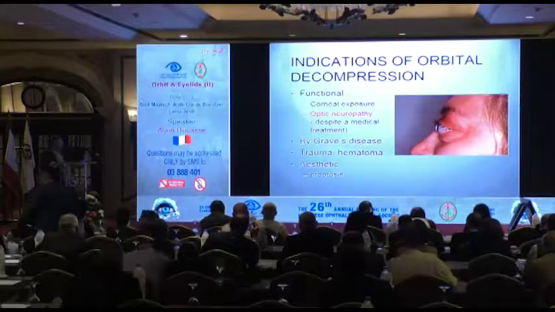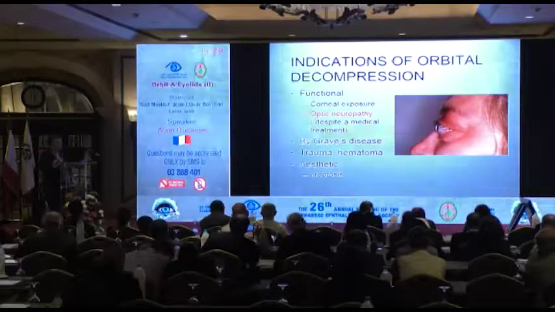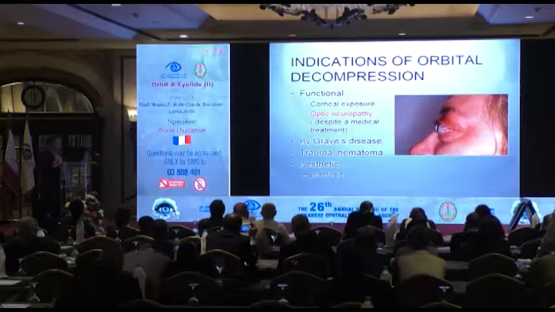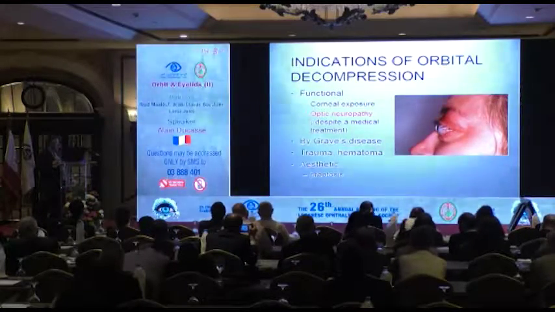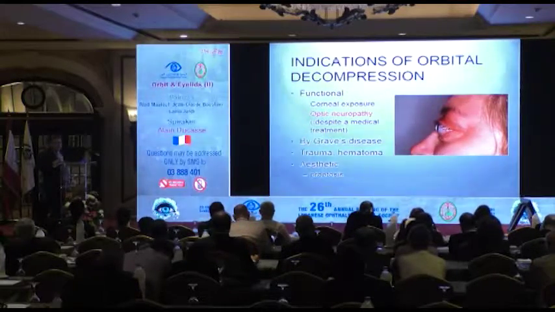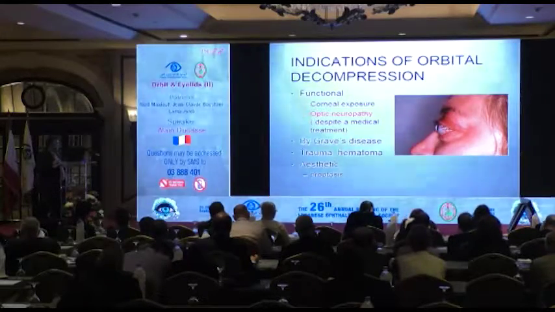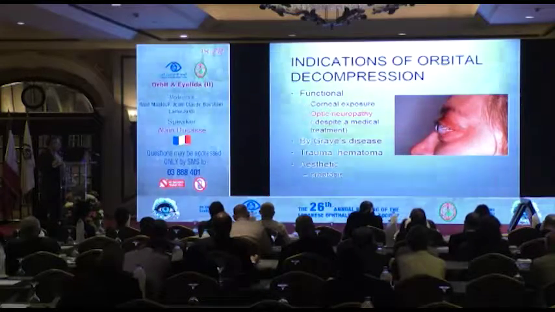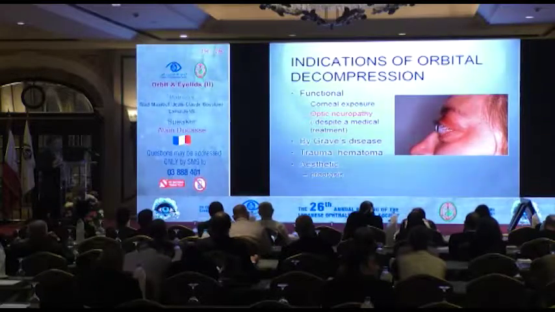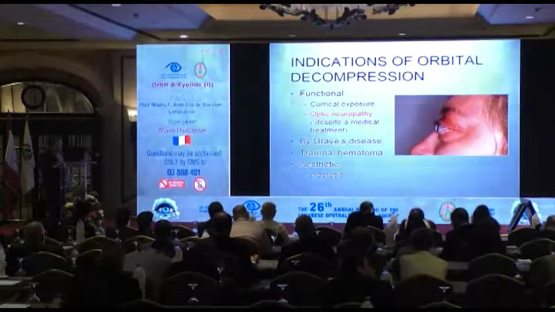What are the indications of orbital decompression? There are two types of indications. A functional indication in case of corneal exposure, or above all in case of optic neuropathy, despite medical treatment. Usually it's Graves' disease. Another possibility is a traumatic case with an orbital hematoma. And the second type of indication is aesthetic, for proptosis, usually also in Graves' orbitopathy.